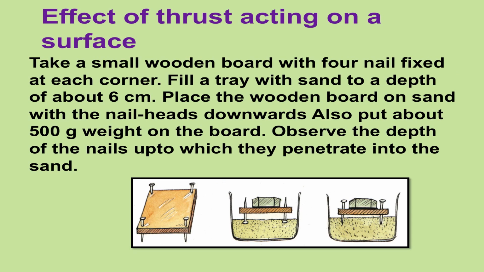acting on a surface. Take a small wooden board with 4 nails fixed at each corner. Fill a tray with sand to a depth of about 6 cm. Place the wooden board on the sand with the nail heads downwards. Also put about 500 gram weight on the board. Observe the depth up to which the nails penetrate into the sand.